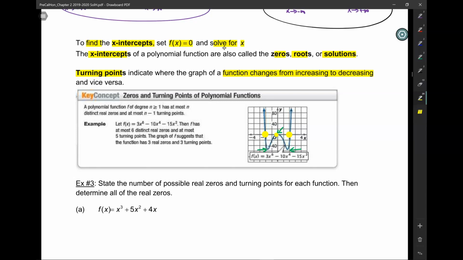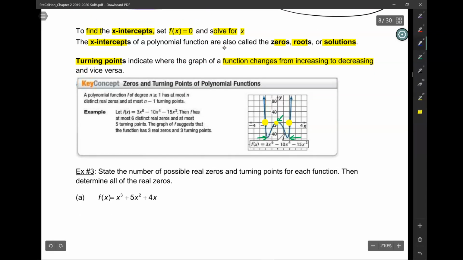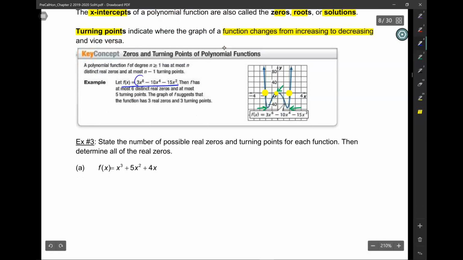The degree of the polynomial tells us the highest number of times the graph is allowed to cross the x-axis. Okay? So, look at this polynomial in this box here. I have 3x to the 6, 10x to the 4, blah, blah, blah. The degree of this polynomial is what? 6. If the degree of the polynomial is 6, the maximum number of times it can cross the x-axis is 6. Okay?